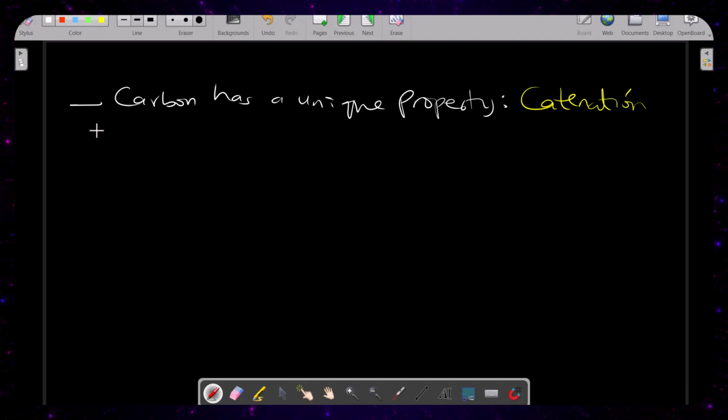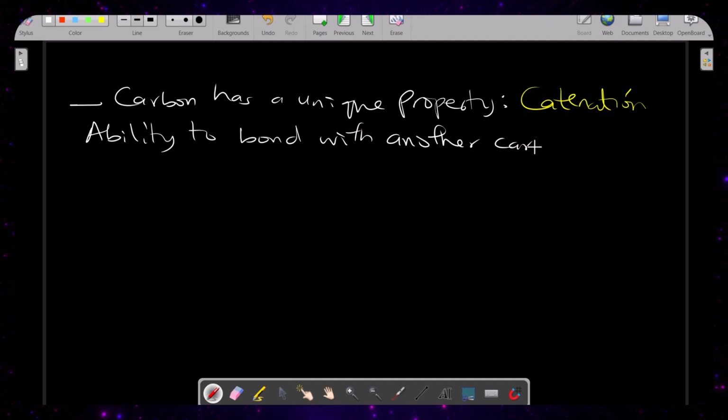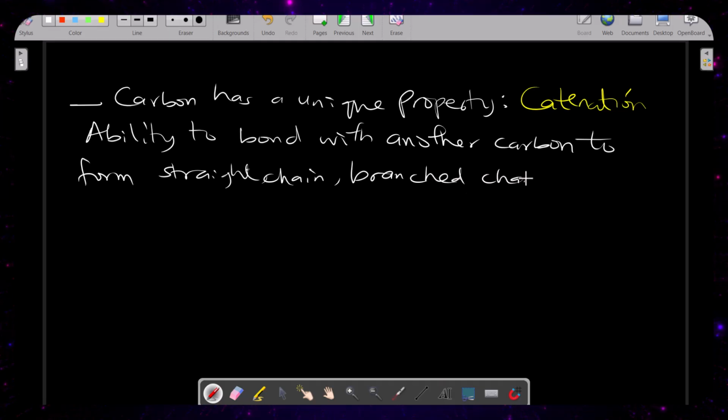Carbon has the ability to bond with another carbon to form straight chains. It can also form branched chains. You can even form something like a double bond, triple bond, and so on.